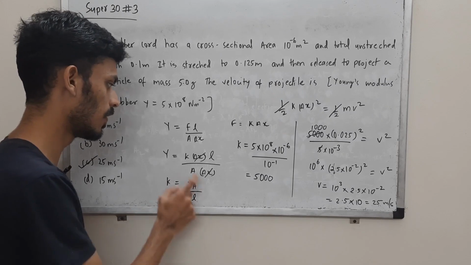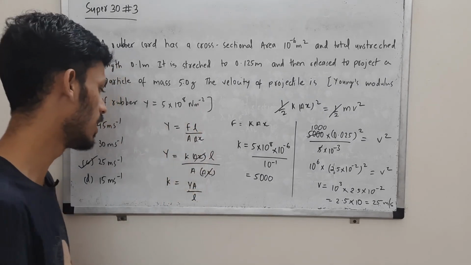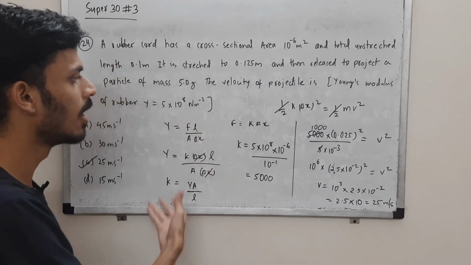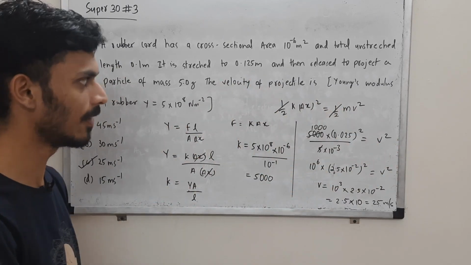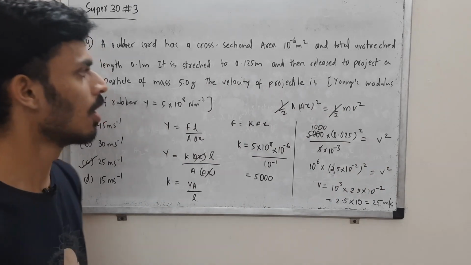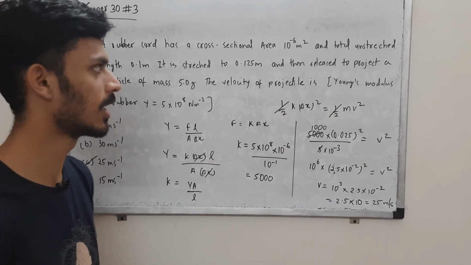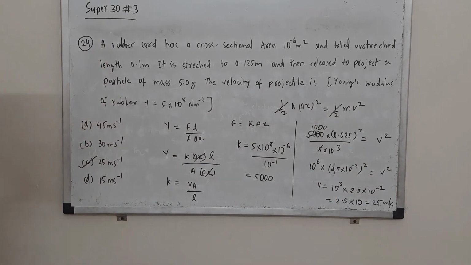You were supposed to know this value, or you can do a short derivation. K is equal to YA by L. Use that K in potential energy, equate it to kinetic energy, find V. That was the approach. So let's move to the next question, which is question 25.